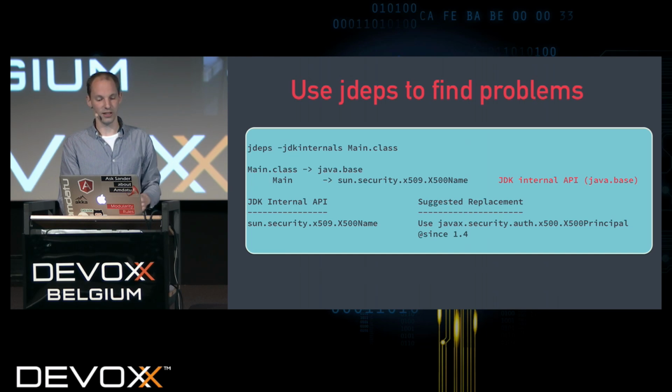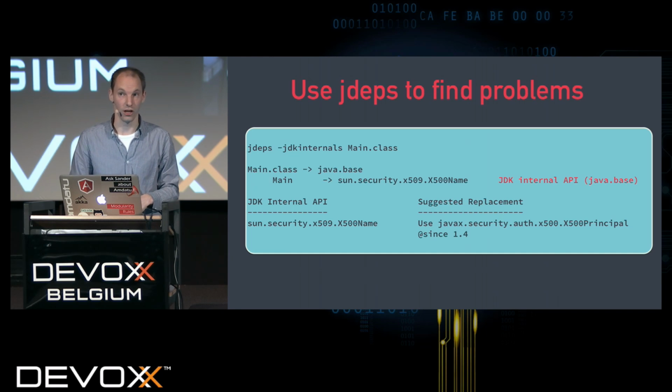And the cool thing is, it says, okay, you use this JDK internal API, the Sun security stuff, but there's also a suggested replacement. So you should use javax.security.auth.x500.X500Principal, which, by the way, is already in the platform since Java 1.4. So why are you using this stuff? Now, the best thing to do here would, of course, be to rewrite your code and use the public API, which you can do if it's your own code, or maybe you can't do it because you don't have time or you don't want to.